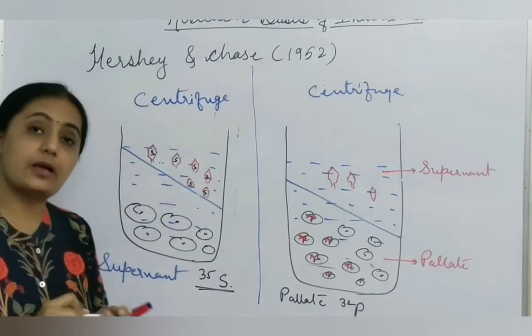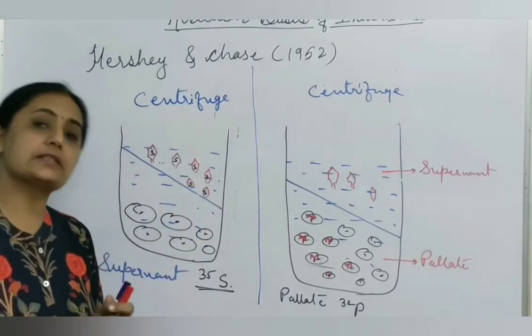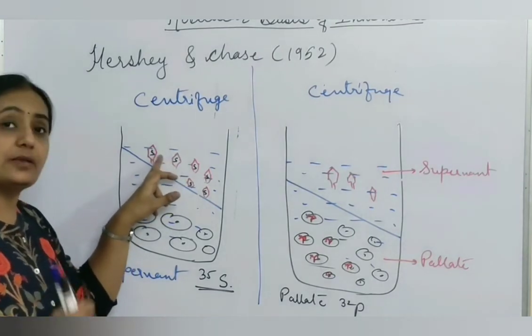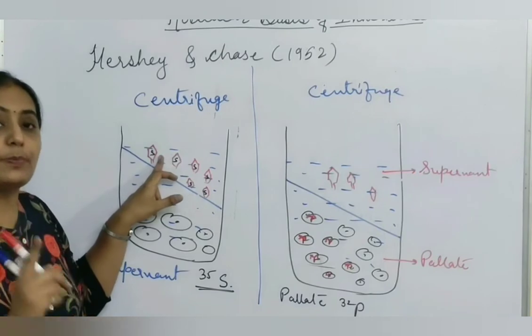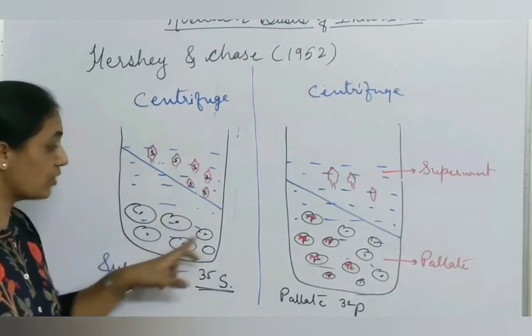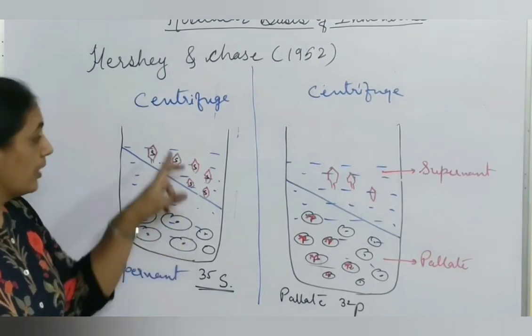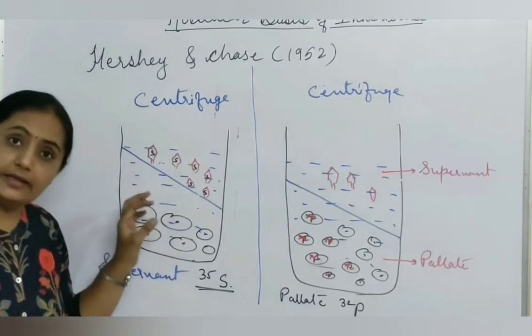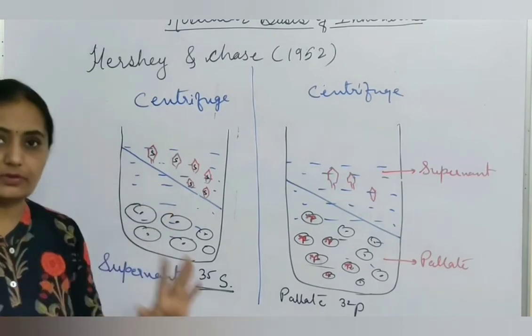Sulfur is a component of protein, and hence sulfur isotopes are detected in the protein region. Protein is the material which is not supposed to pass from virus to bacterium. Hence protein is not in this bacterium. Isotopes of sulfur are not present in the bacterium. It indicates that protein is not the transforming material.